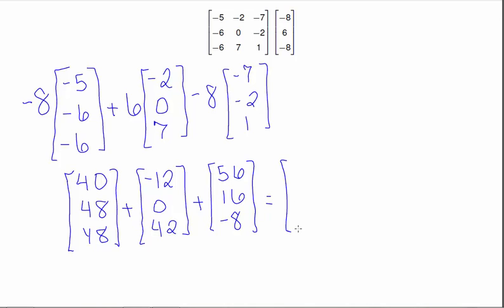And now we just add things up. So the first entry is going to be 40 minus 12 plus 56, which gives us 84. The next one is 48 plus 0 plus 16, which gives us 64. And then the last one, 48 plus 42 minus 8 is 82. So this is the result when you multiply this matrix by this vector.